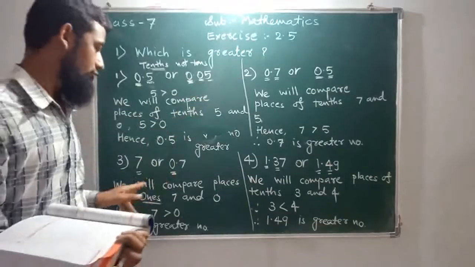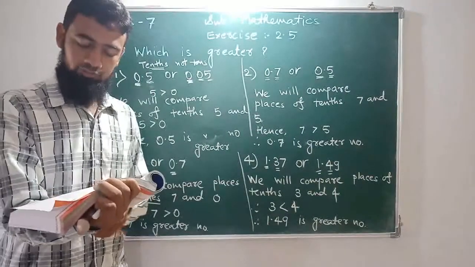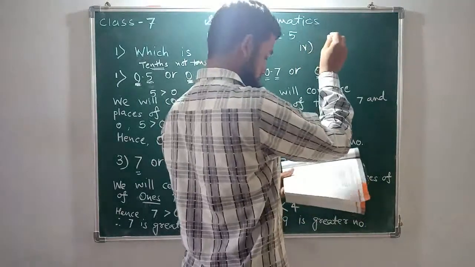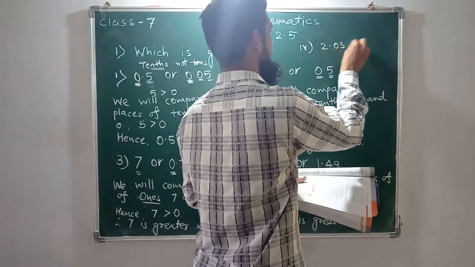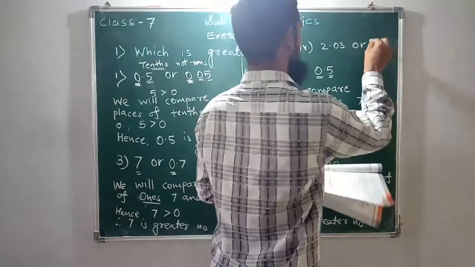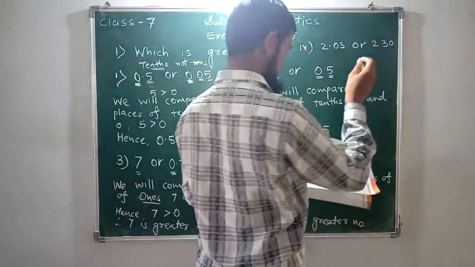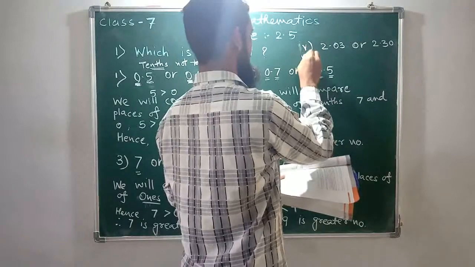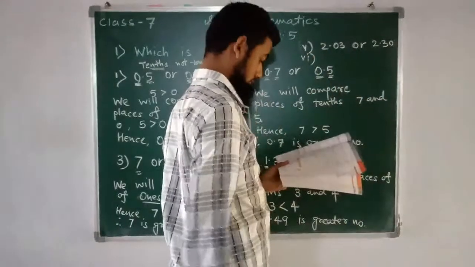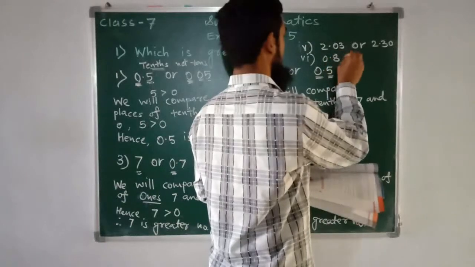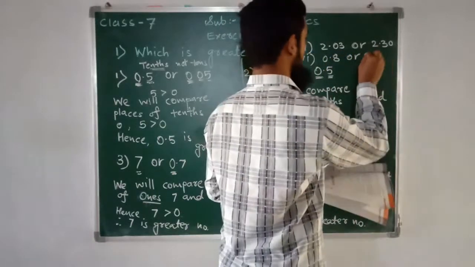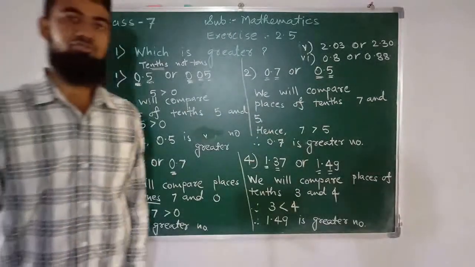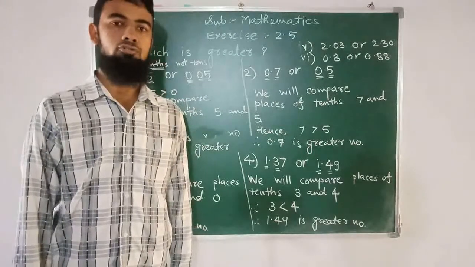Question number 1, 2, 3 and 4. Remaining 2 questions, 2.03 or 2.30, and this is your 5th question and this is your 6th question. 0.8 or 0.88. Okay, these 2 questions you have to do by yourself.